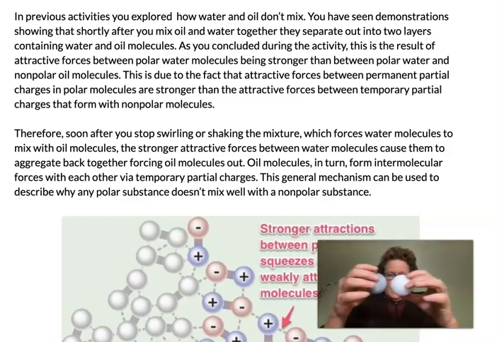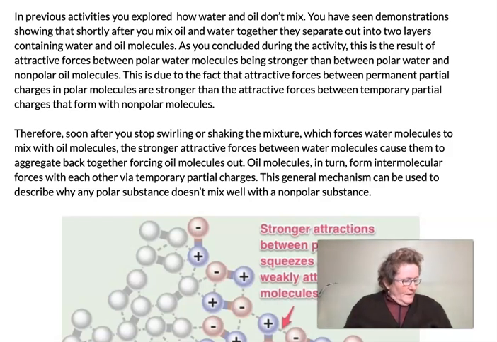They don't really stick the same way. And polar and nonpolar really don't stick together either, in the same way that polar molecules stick to polar molecules. This is in fact due to the attractive forces between permanent partial charges in the polar molecules, which are stronger than the attractive forces between temporary partial charges that form with nonpolar molecules. We just talked about that with our molecular models here.